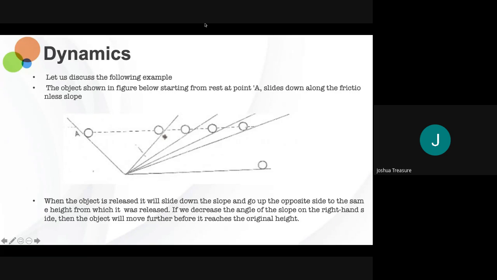So, let's look at this example. The object shown in the figure below, starting from a rest point at A, slides down a frictionless slope. All right.